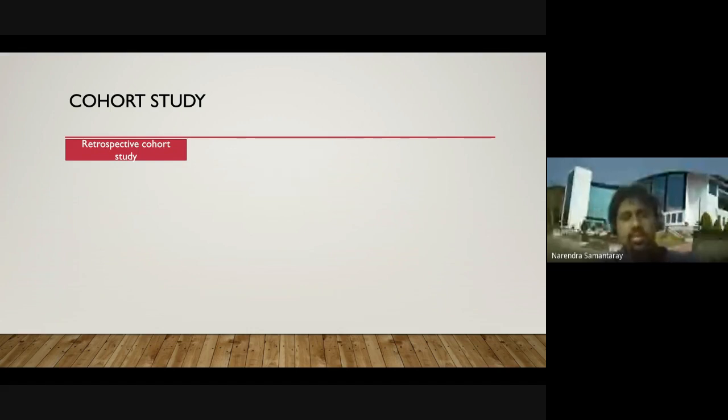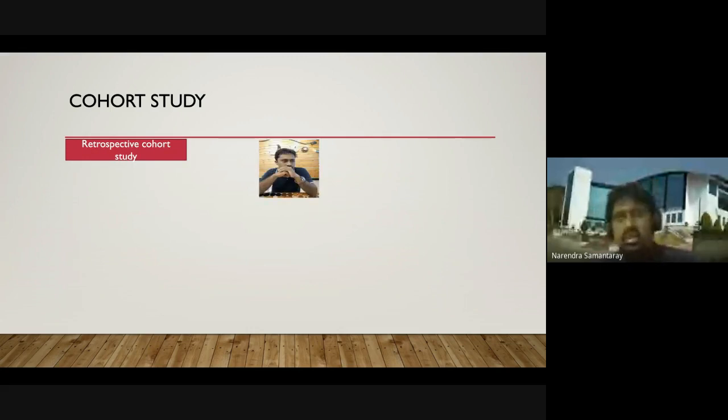Let's come to the retrospective cohort study. As you can clearly see from the results, one of the disadvantages of the prospective cohort study is that it is time taking in nature. Somebody has to wait for many years, somebody has to invest a lot of money, and somebody has to do a lot of follow-up of all the individuals. So it might be very difficult in that scenario to follow all the cases for a sufficient period of time.